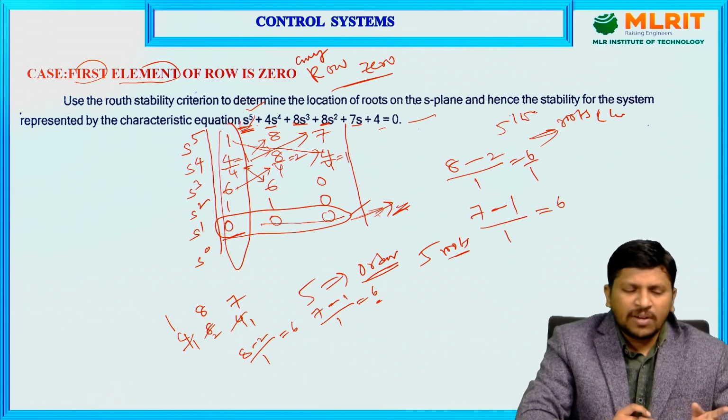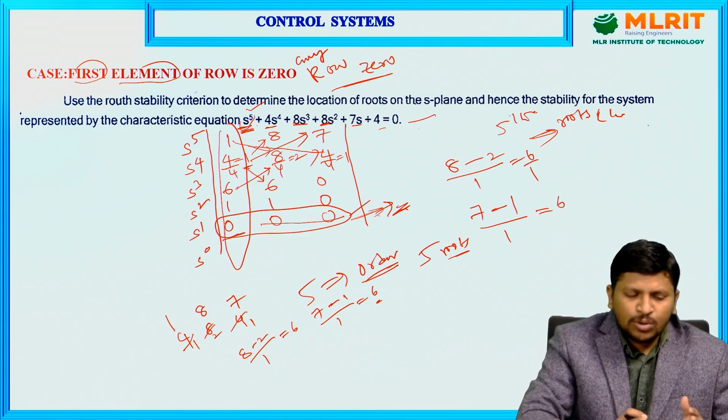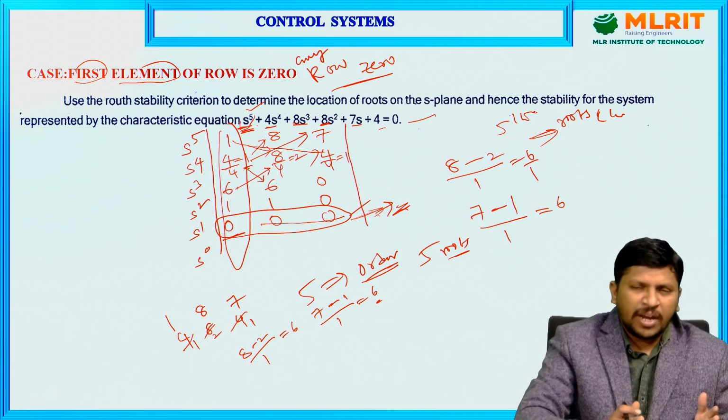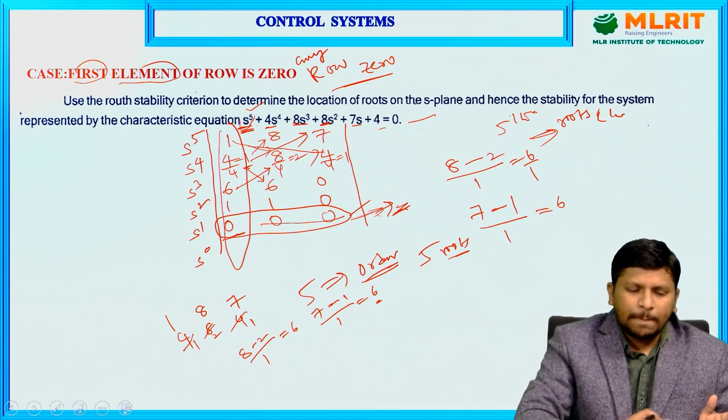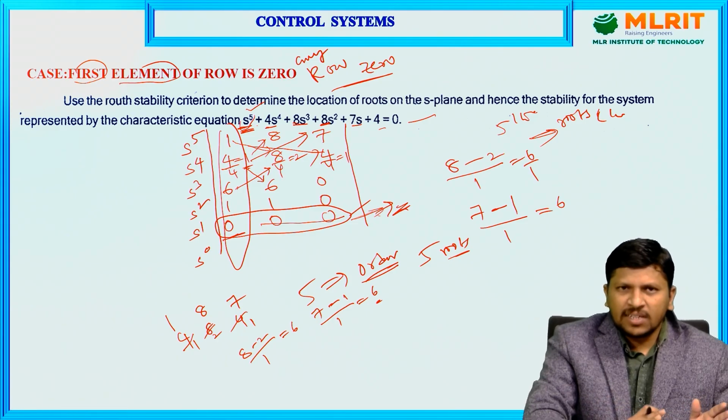Just observe the first column elements, whether any sign changes are there. Based on these three conditions, we are going to say the given system is a stable system, unstable system, or marginally stable system. This is about how to design the array matrix and how to categorize the given array matrix into the special cases. Next, we are going to solve that. Based on those special cases, we are going to solve some problems.